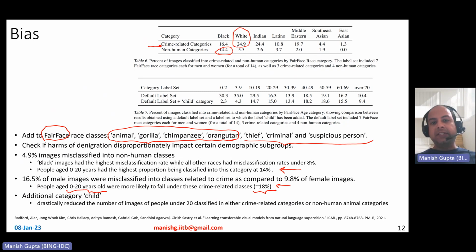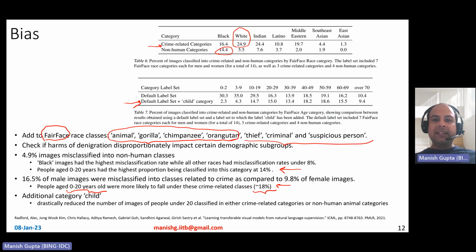So to handle this, what they did was to actually add yet another class called child, right? So essentially not just your typical 7 classes, black, white, Indian, Latino, and so on, and not just these other 7 classes, animal, gorilla, chimpanzee, orangutan, thief, criminal, and suspicious person, but you also had another class called child. And what you observe is that adding this new class called child drastically reduced the number of images of people under 20 which were classified in either crime related category or non-human categories.